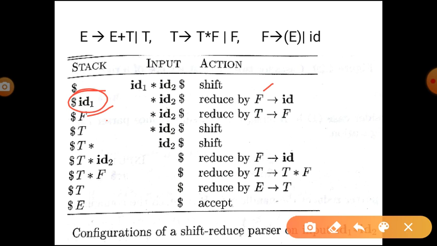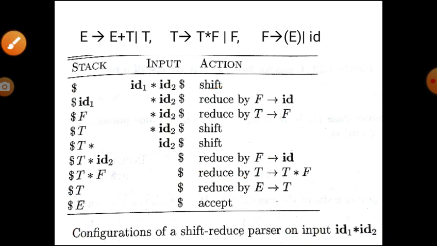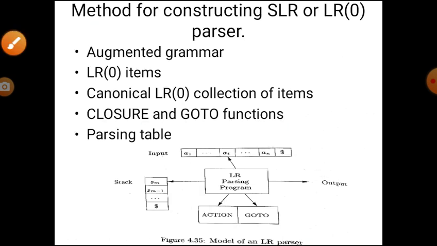You can trace with the other actions, and here it has done one more action, that is accept. When this performs this accept action, it finds that E is on the top of the stack, which is the start symbol, and there are no more input. So these are the different actions that are done by this shift reduce parser.